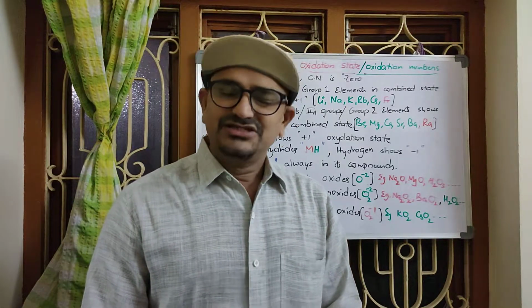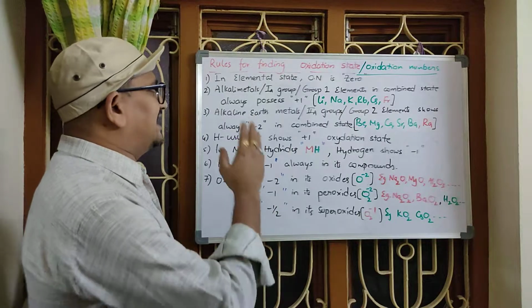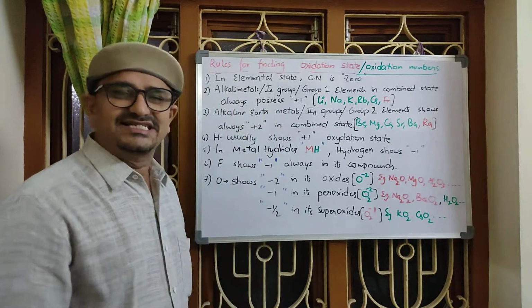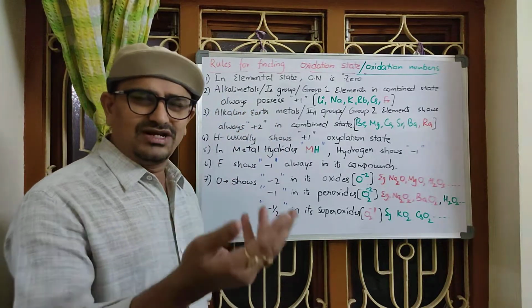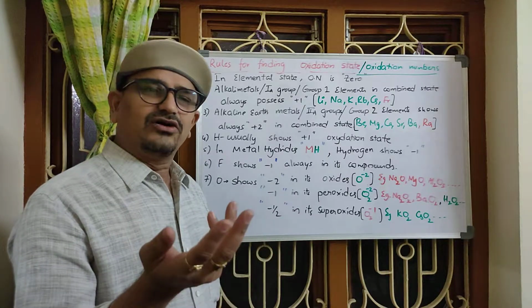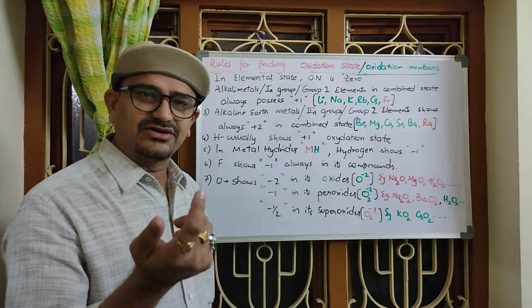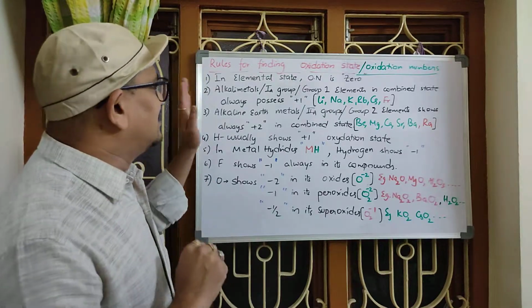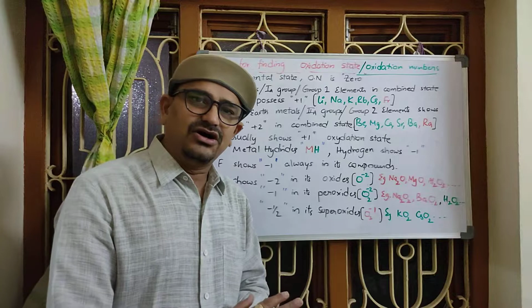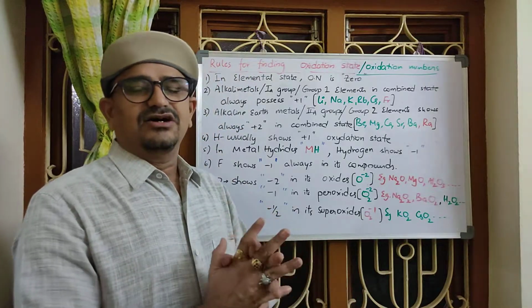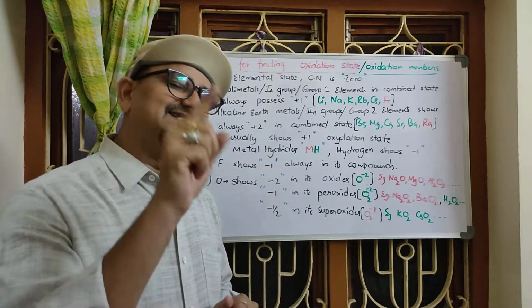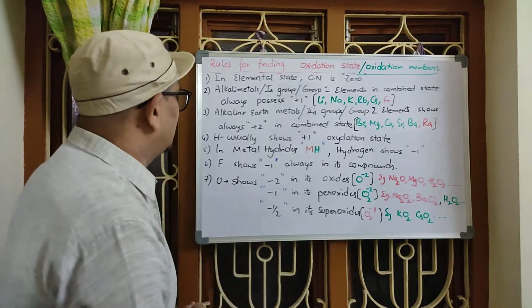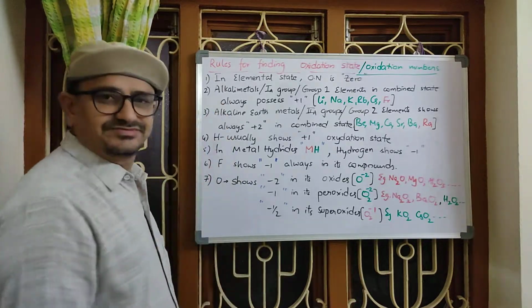Is that clear? So what's the first point? In the elemental state, if the bond is formed by gaining, losing, or sharing of electrons, we use the word oxidation state. Already we discussed that. In the elemental state, native state, or free state, the oxidation states of elements will always be 0. Now let's come to the second point.